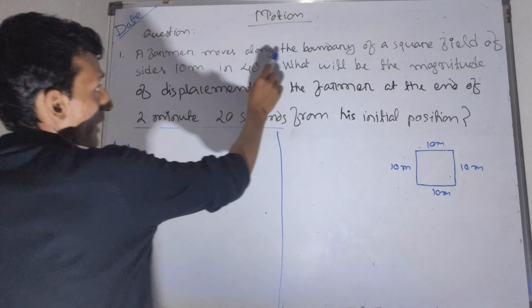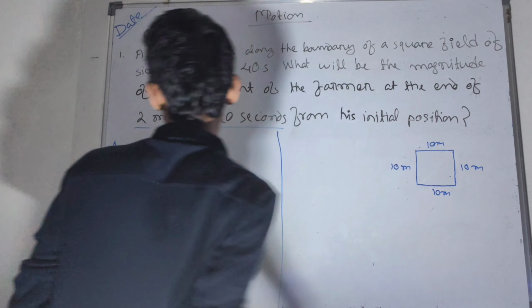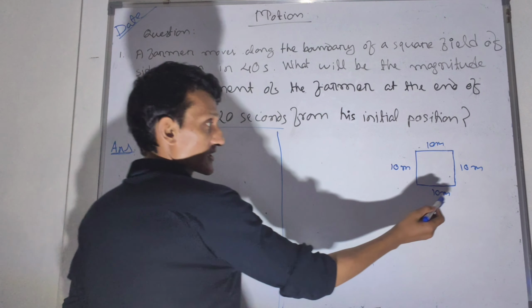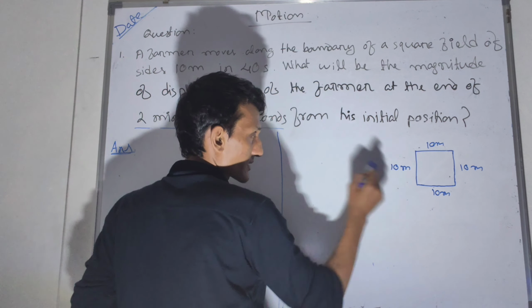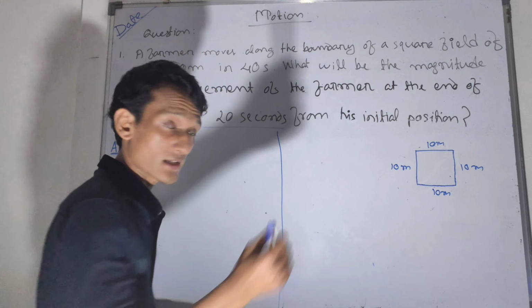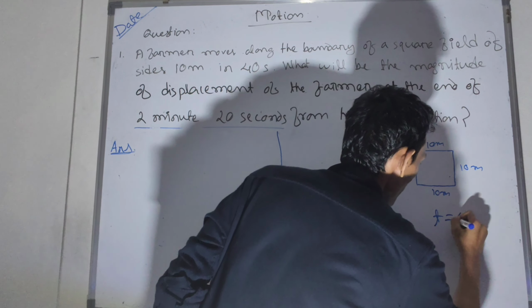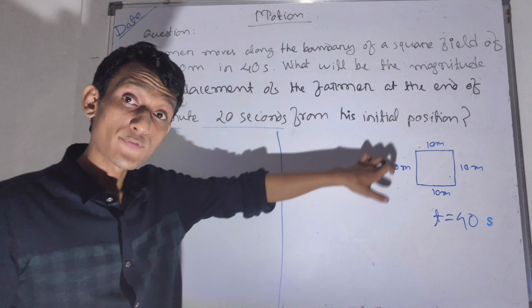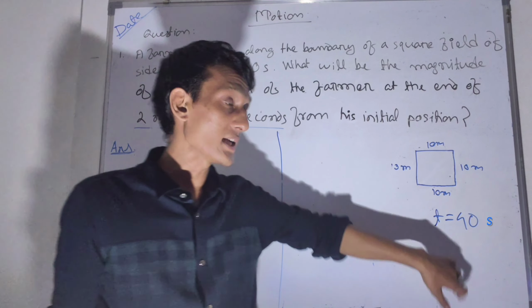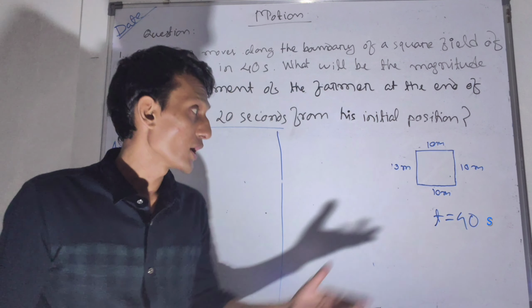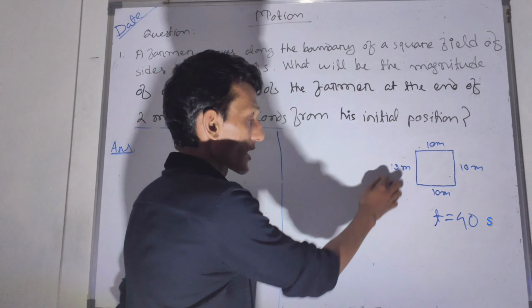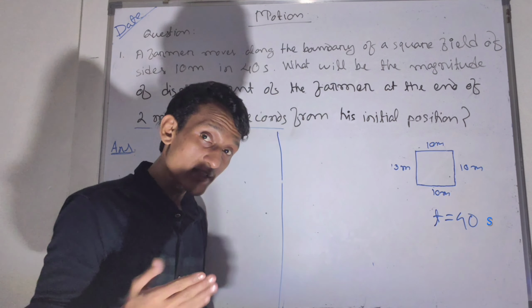A farmer moves along the boundary of a square field of side 10 meters in 40 seconds. The sides are 10 meters, 10 meters, 10 meters, 10 meters, in time 40 seconds. It means the total distance is 40 meters and it takes 40 seconds to cover one round. So one round takes 40 seconds.